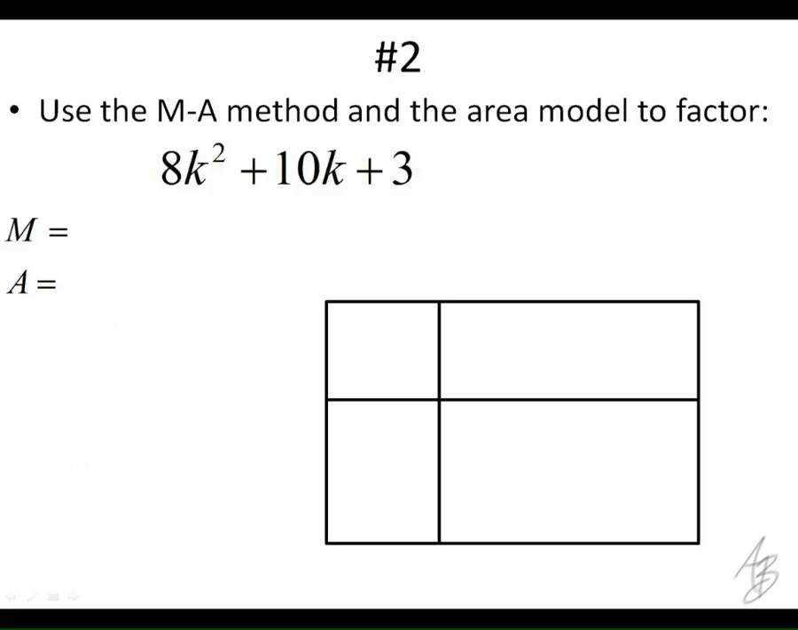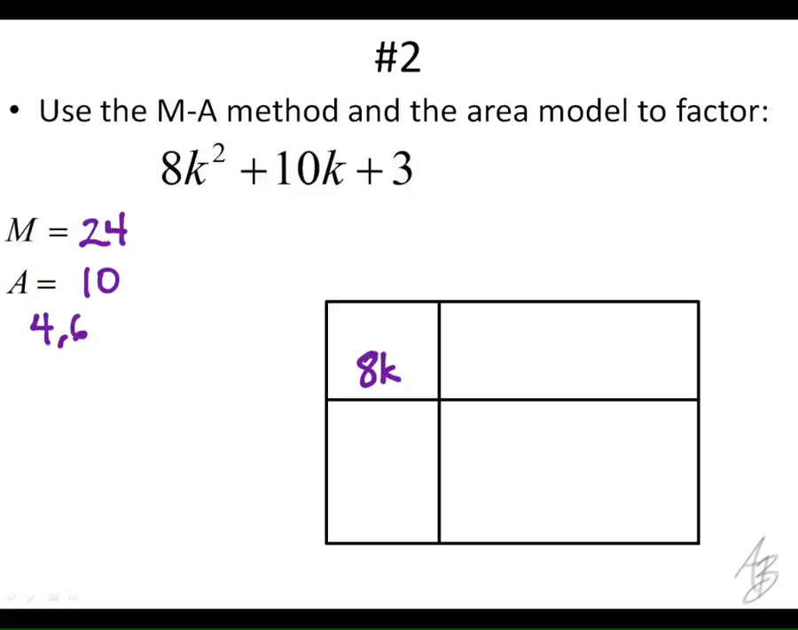So number 2, we should be able to go through pretty quickly because we know what we're doing here. What's m going to be? 24. What's A going to be? What two numbers multiply to 24 and add to 10? 4 and 6. All right, so we're going to use that to fill in our areas.